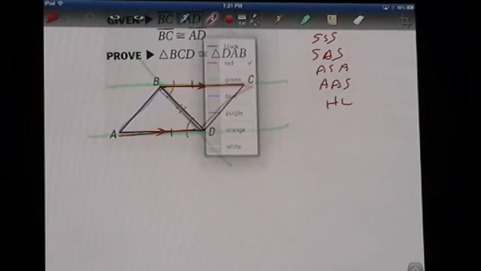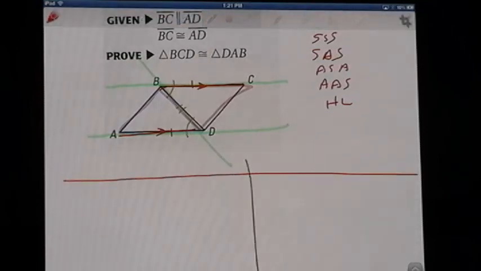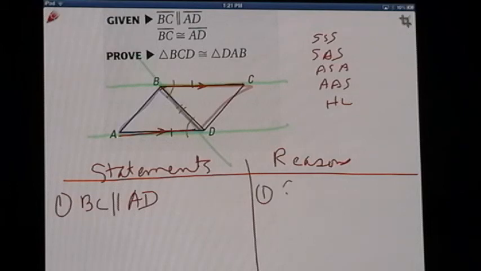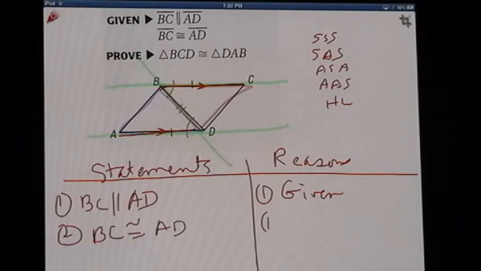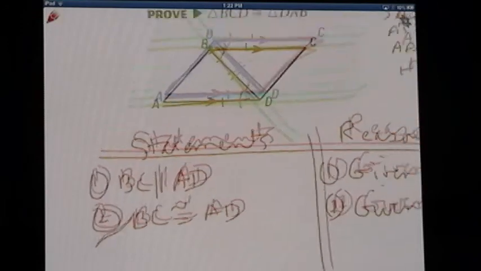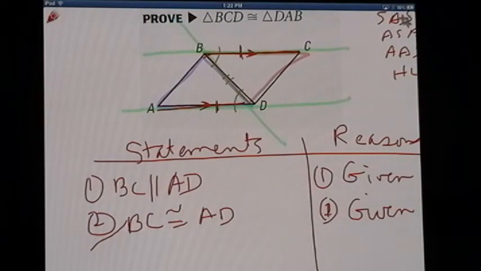Alright, so proof. Statements, reasons. Number 1, BC is parallel to AD, and that's given. Number 2, BC is congruent to AD, and that's given. Now earlier I put them all into the same given statement. That's okay too. It doesn't really matter. Alright, now we've already marked these two sides congruent. Now let's take care of these angles.